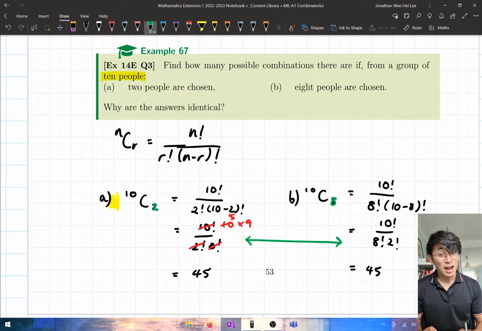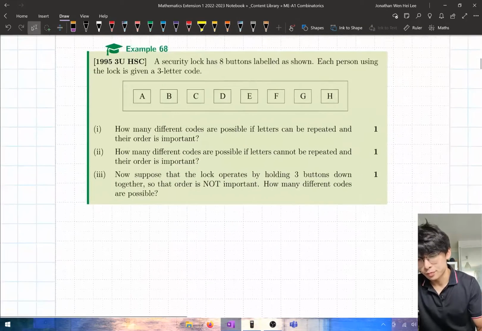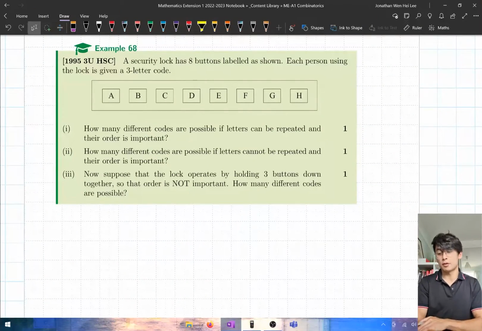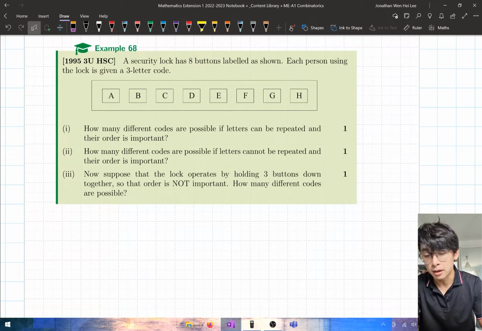Okay, so how do we use this for a few questions? Over the page, there's an example which highlights the difference between a few of our things. So let's have a look at this example here. This is from the 1995 3-unit HSC exam. A security lock has 8 buttons labeled as shown. Each person using the lock is given a 3-letter code. So we've got the letters A to H, and they are using a 3-letter code.